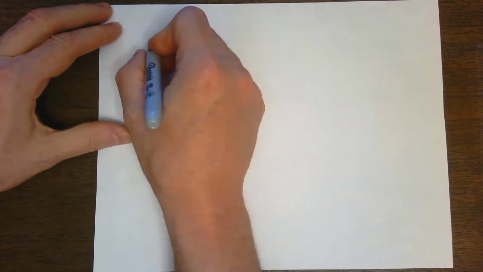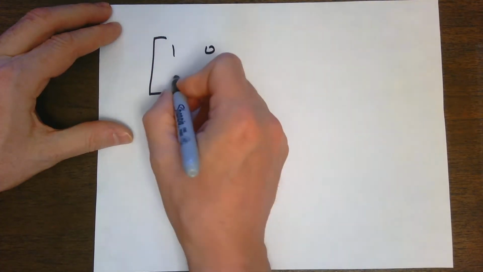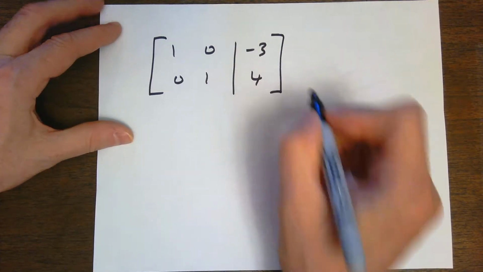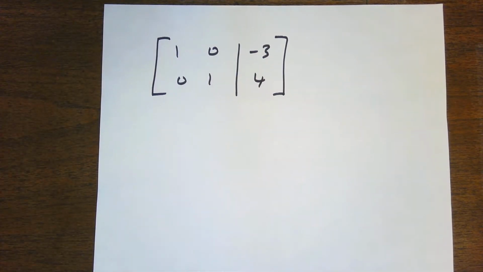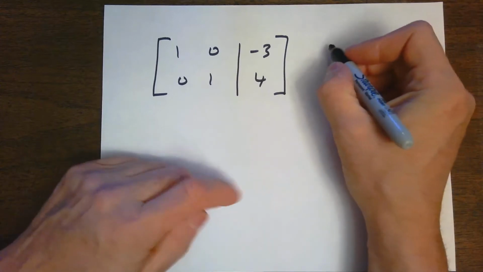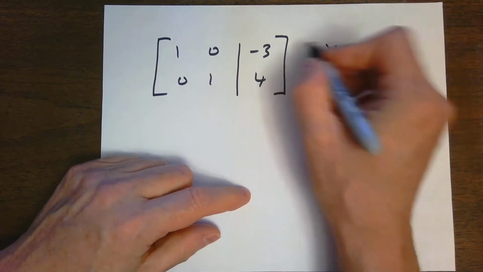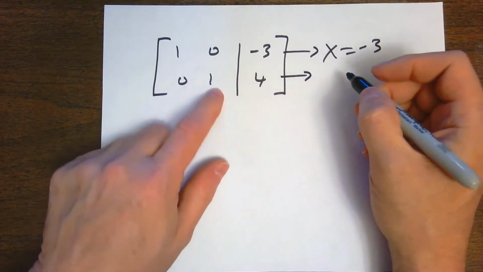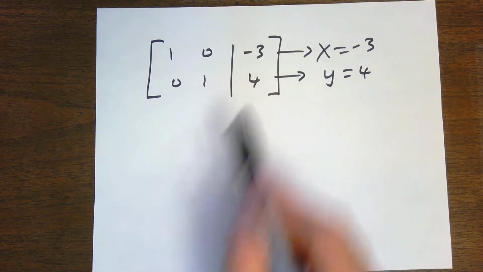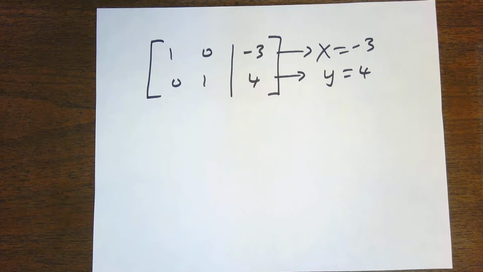There's a special name for that type of matrix. If I have something that looks like this, take a look at this matrix and interpret what it is saying. 1 x and no y's is negative 3. In other words, x equals negative 3. No x's and 1 y is 4. In other words, y equals 4. When it looks like this, we have our solution.